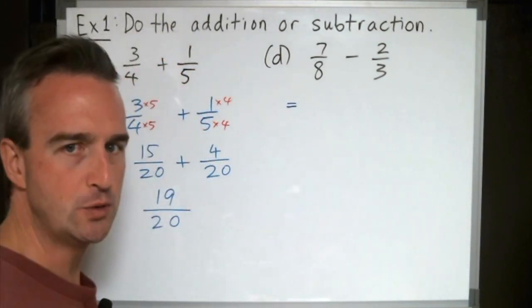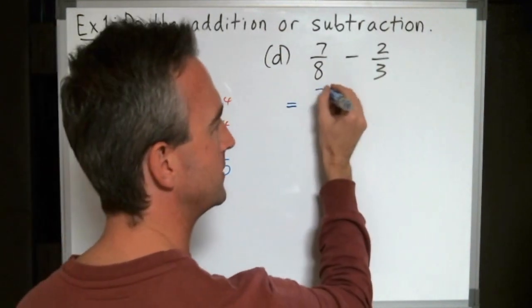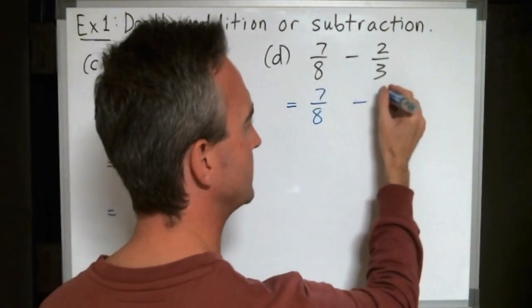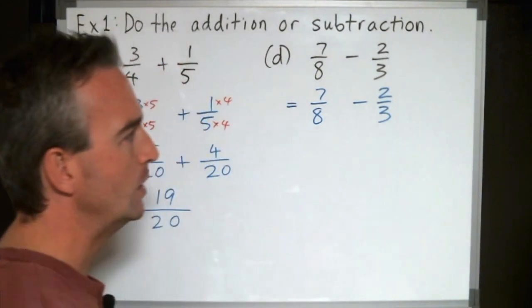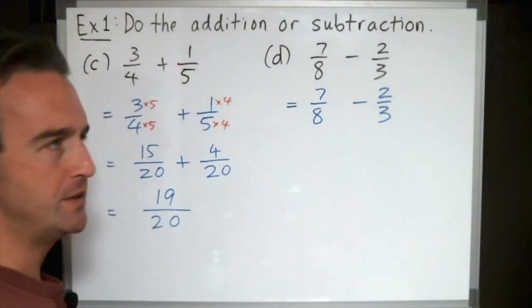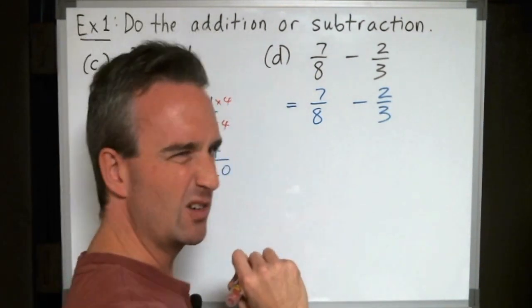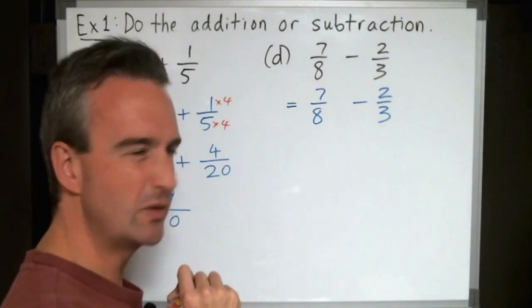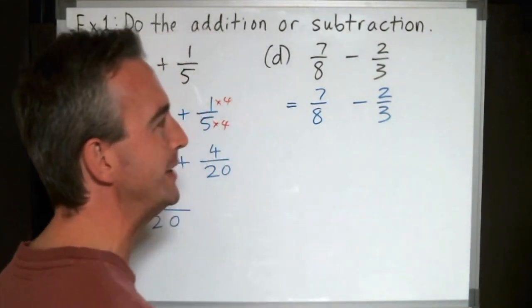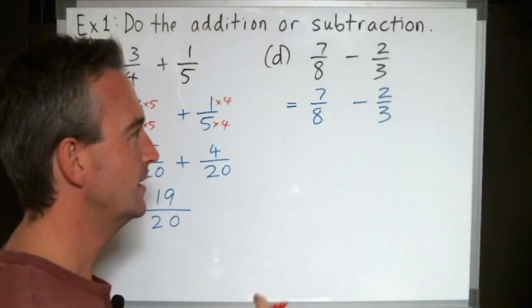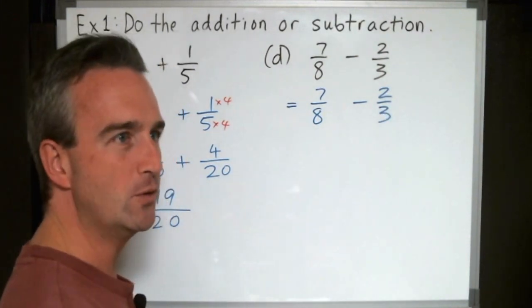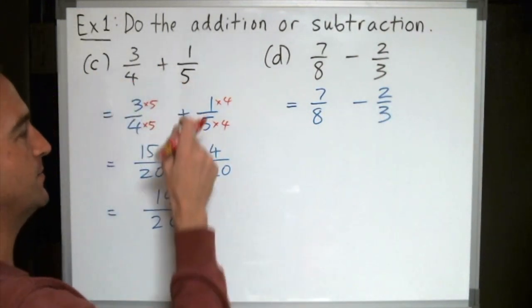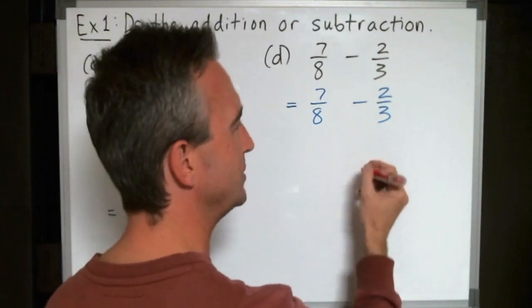Let's try another one. 7 over 8 minus 2 over 3. Same type. We've got to do this trick to both of these bad boys. Can I call it that? That's not swearing, is it? Not really? Okay. 8 and 3. What's the common multiple there? Just do 8 times 3. 24. Over here we did 4 times 5, 20. That's the easiest way.